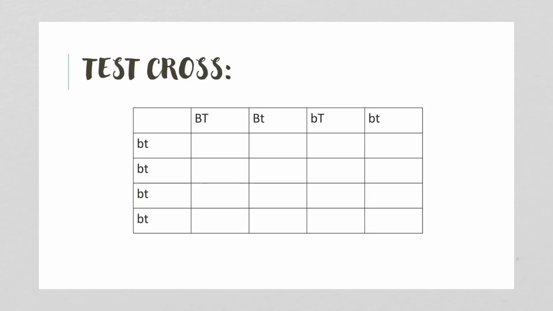So now we're going to fill in our Punnett square. So big B, big T, little b, little t, big B, little t, little b, little t, little b, big T, little b, little t, and all little b, little t. And that's going to be the same for all the rows. So you could fill it all out, or you could just put these ditto marks to show that they're all the same, like so.